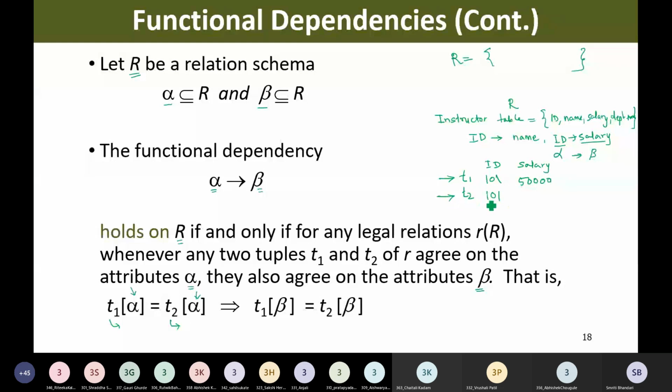So if once again my T2 is having ID equal to 101, the beta value must be the same, 50,000. It will never happen that one instructor is having 2 different salaries, if this functional dependency exists, ID determines salary. So ID is determining salary. So if I am having 2 tuples with the same ID, the salary must also be the same.